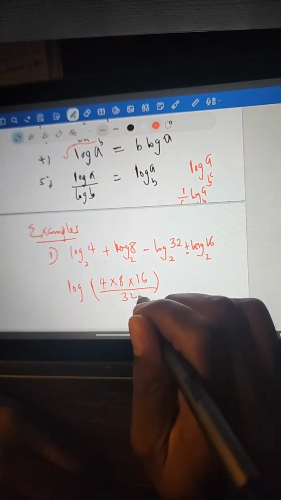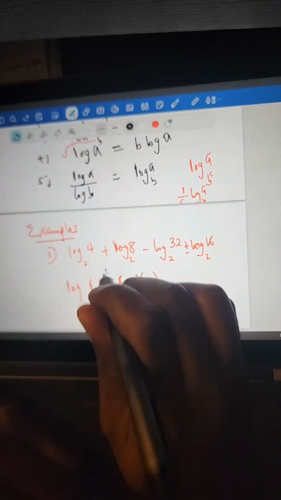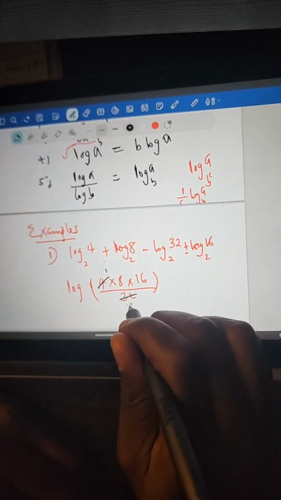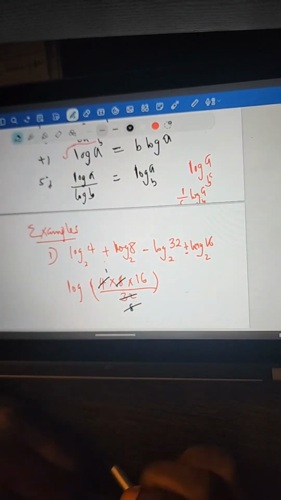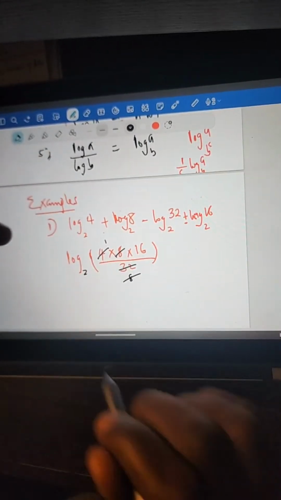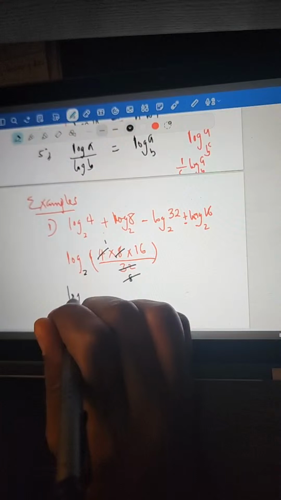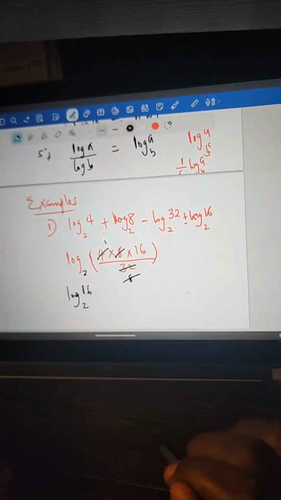Now, if you want to do this, let me change the pen. We have 4 here, 1. 4 in 32 is going to give you 8. And 8 should cancel out this 8. So don't forget that the base is 2. So here we have log 16 base 2.